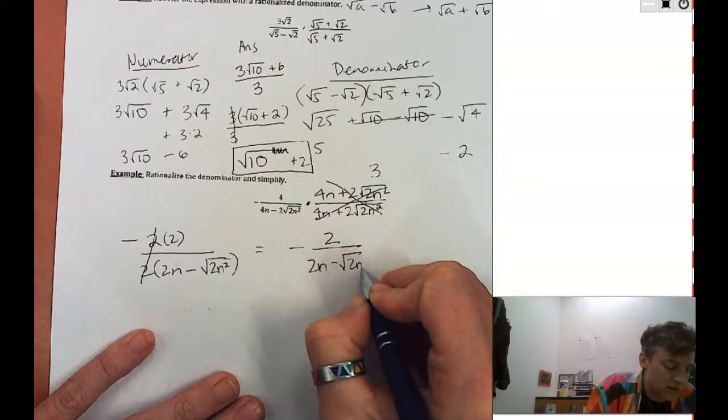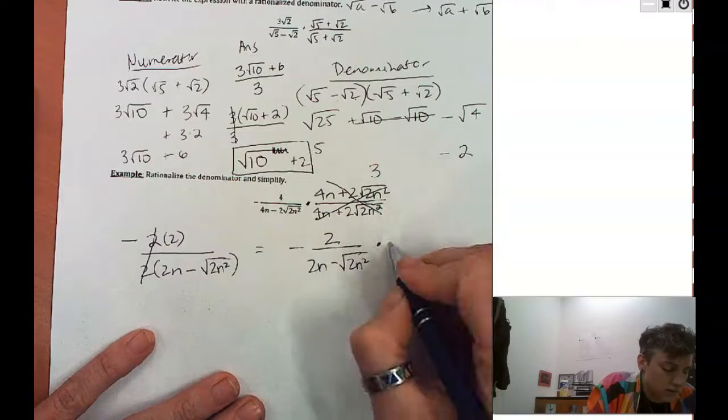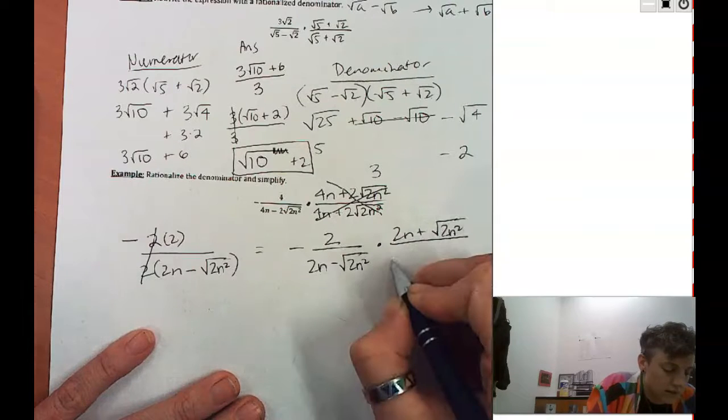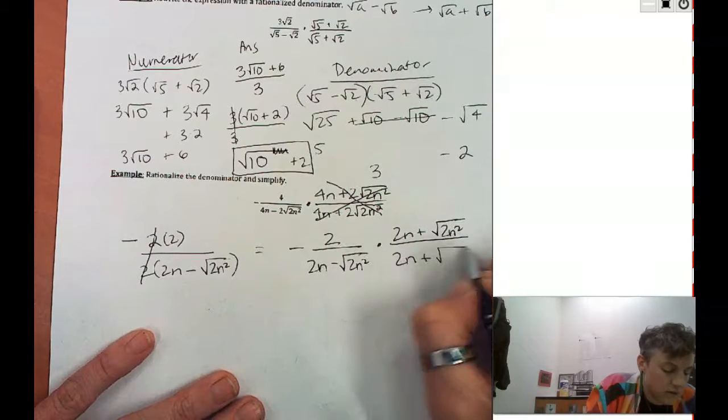So we can multiply this by the conjugate. 2n plus the square root of 2n squared.